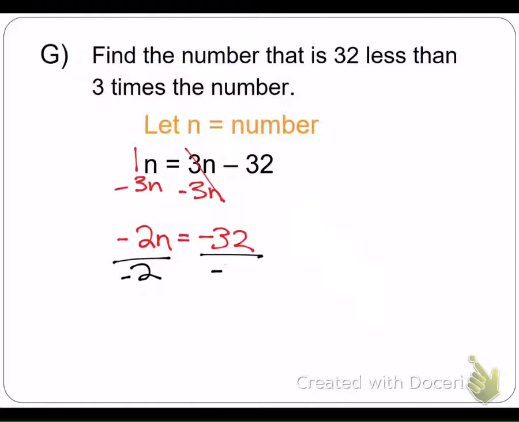Divide both sides by negative 2. And look, you have a negative divided by a negative, so our answer is going to end up being positive 16. Now, a good way to check this one is just read through it again. 16 is 32 less than 3 times 16. So just do 3 times 16 minus 32 and see if you get 16.